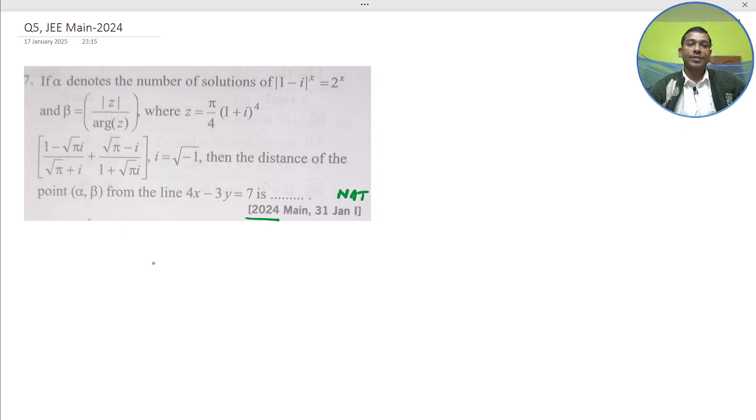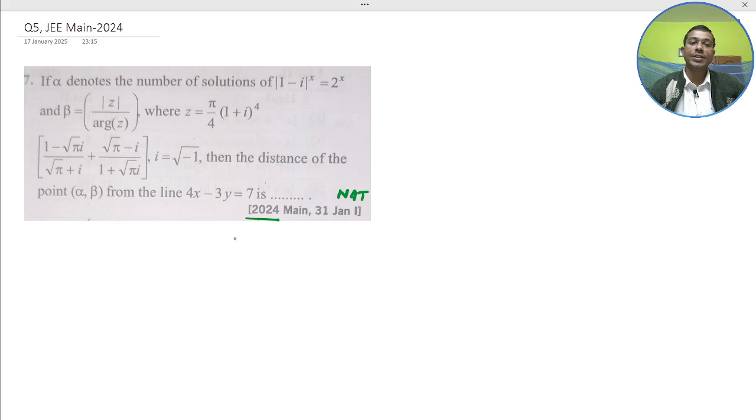So this is a simple problem, but written in complex form. You have to find the distance of the point (alpha, beta) from the line. Let's see. This is the origin, x and y. Let us assume this is the line: 4x minus 3y equal to 7.